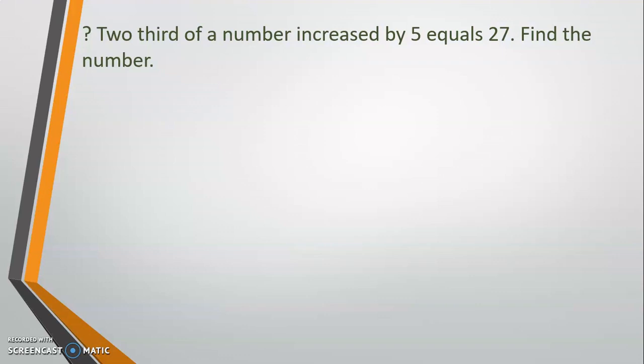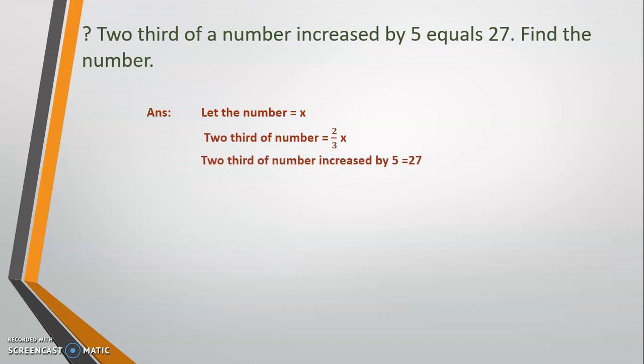And the next question is 2/3 of a number increased by 5 equals 27. Find the number. We have to find a number such that 2/3 of a number increased by 5 equals 27. For this, first let the number be x. And 2/3 of a number means 2 by 3 into x. 2/3 of a number increased by 5 means 2 by 3x plus 5 equals 27.